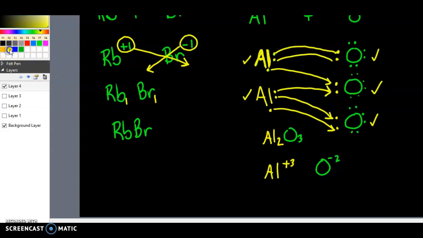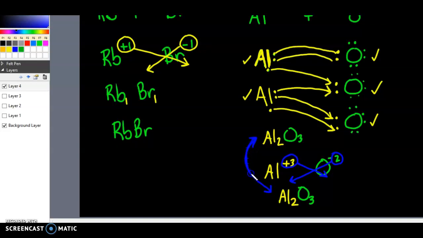Okay, if I crisscross my numbers, it should just be the numbers, not the plus and minus signs. I have Al with a 2. 2 comes from here. And I have O, and the 3 comes from up there. If I look, these 2 answers are the same.